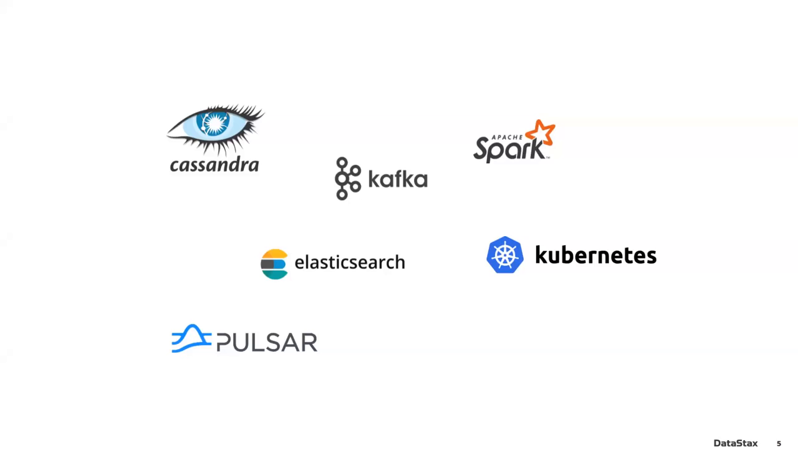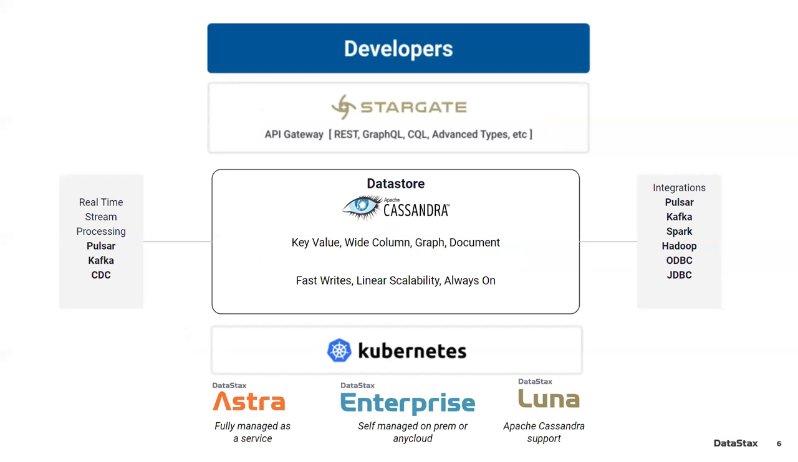I'm sure people are experiencing some pain now that I didn't present this in a logical architecture. I know everybody's probably saying, why isn't Kubernetes at the bottom? But we'll get there. So here's our point of view on the stack for fast data.